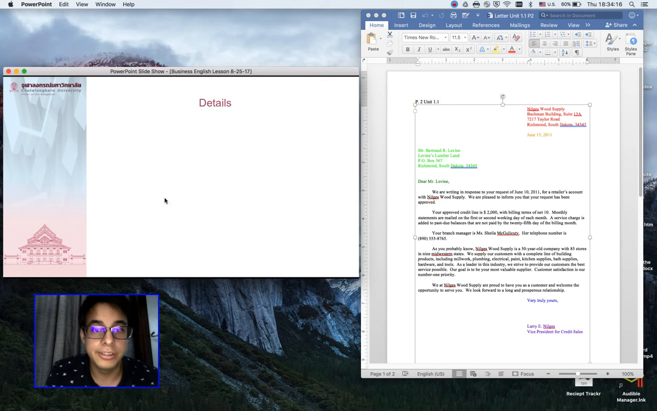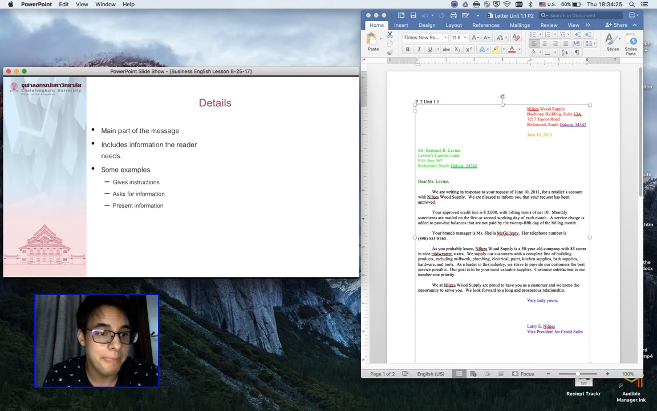Now, the next section is details. Details is the main part of the message, and it includes information the reader needs. For example, sometimes the details give instructions, ask for information, or present information to the reader. Remember that the details need to be stated simply, clearly, and precisely. So there shouldn't be ambiguity in the details section.